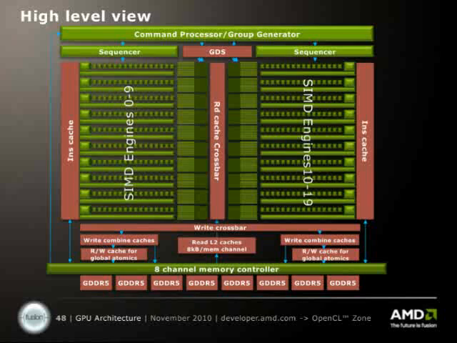So the entire chip has 20 SIMD engines, which is arguably 20 cores by comparison to CPUs, with 8 GDDR5 memory banks for crossbars and read caches. And in addition, there are write combining caches and read-write caches which are used for global memory atomics.